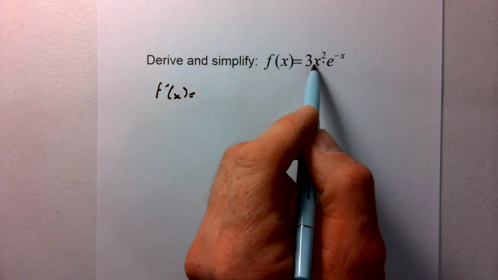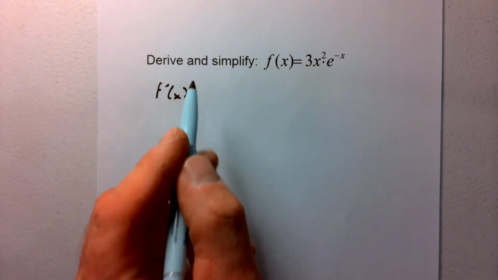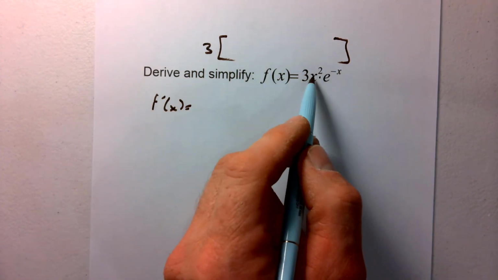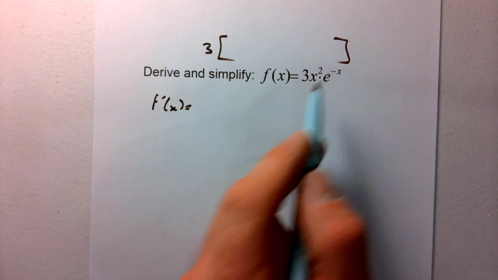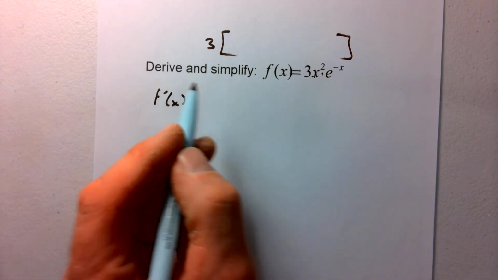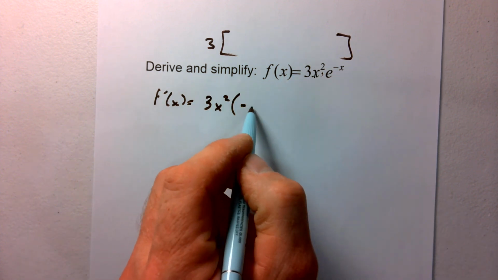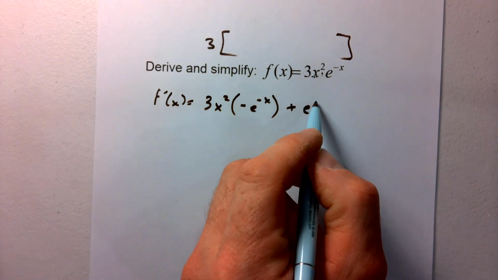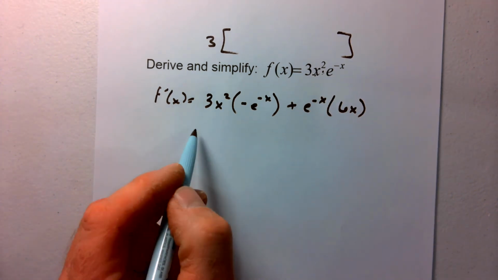I can treat this 3x squared as one term, or we can treat this 3 as a constant and multiply it to everything. So we could write it as 3 times the derivative of x squared e to the negative x, or we can leave it as 3x squared as one term times e to the negative x. Most people like to leave it as 3x squared, kind of leave it together, so I'll go ahead and do that. So we have 3x squared, derivative of e to the negative x is negative e to the negative x. To that, we're going to add the second, which is e to the negative x, and then derivative of 3x squared is going to be 6x.